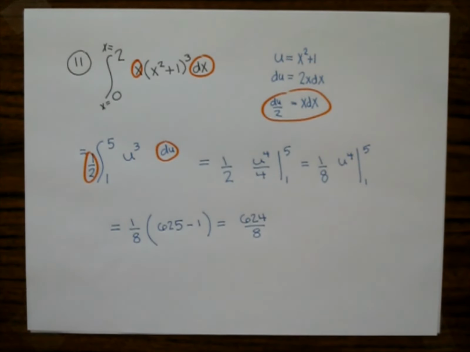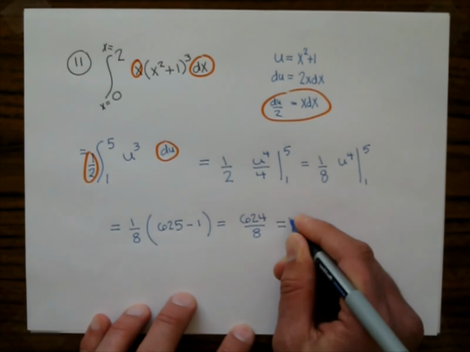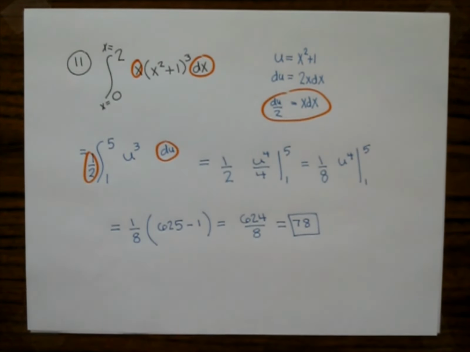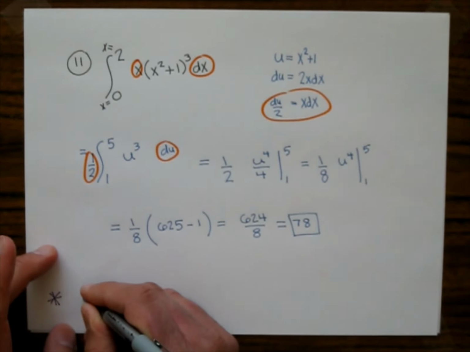624 divided by 8 gives me a nice 78 for my answer. And so there it is, a u substitution when you have a definite integral. I will go ahead and do this. I know this is making the video a lot longer. I'm going to go ahead and do the eyeball method here.